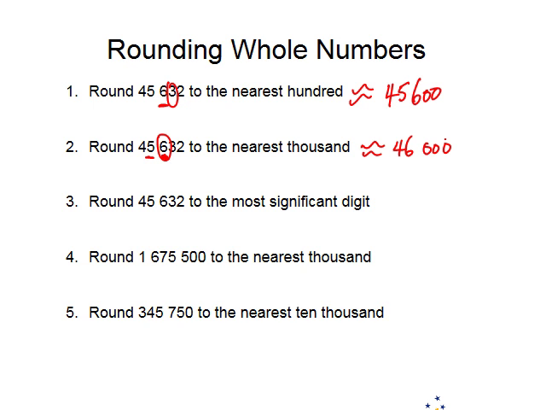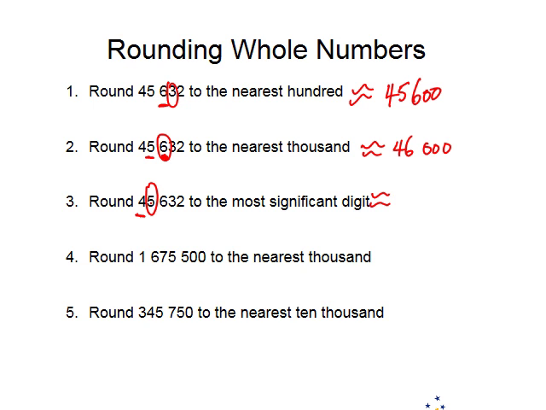Question 3, we want to round 45,632 to the most significant digit. That's the one with the highest place value, which is the 4. So we need to scrutinise that 5 pretty closely. So basically we've got to decide, is this number closer to 50,000 or is it closer to 40,000?